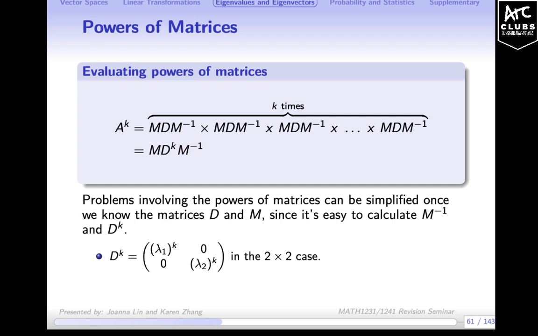And the reason why we do this is because, again, we know the matrices D and M, and it's really easy to calculate the inverse of matrix M. And D to the power of k is essentially just taking the diagonal entries to the power of k, right? This is a 2 by 2 case. If it was a 3 by 3 case, then your third entry would also be to the power of k as well.